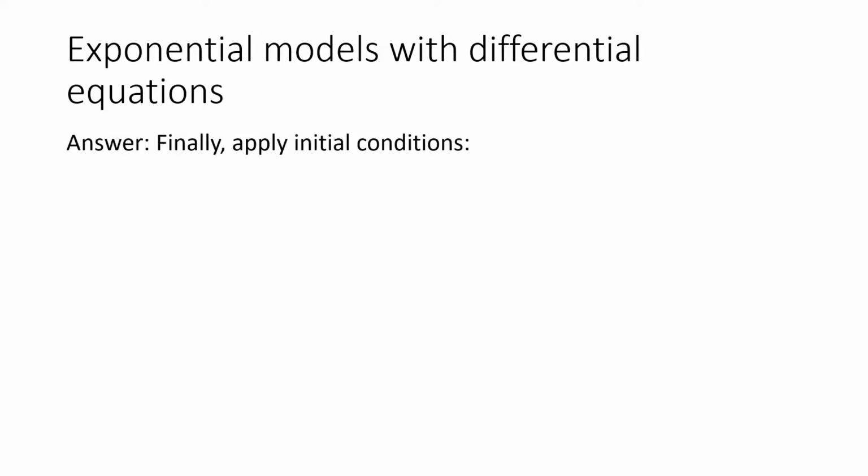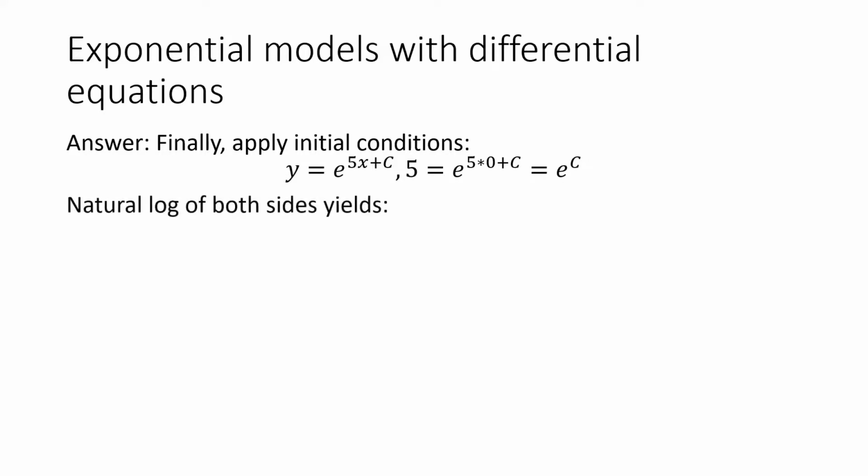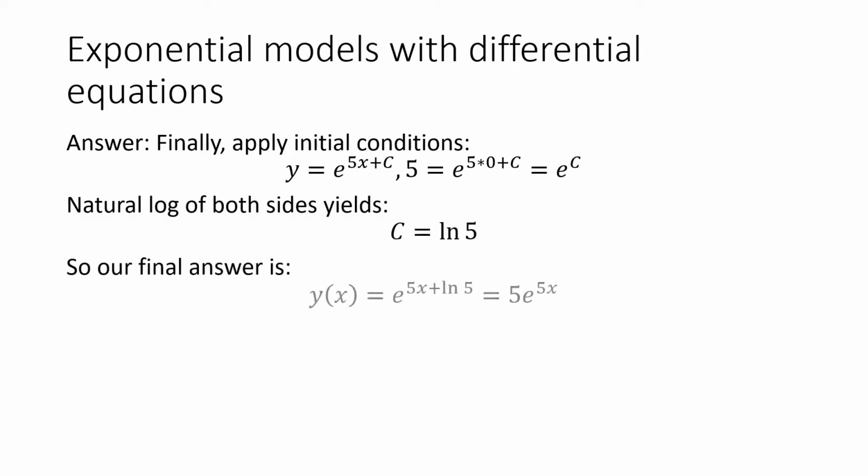Finally, apply the initial conditions. So that was the general solution. Now we just plug in y(0) and 5 for y, and we get 5 = e to the power of c. Taking the natural log of both sides yields c = ln 5. So our final answer, by plugging all of that back in, is y(x) = e to the (5x + ln 5) = 5 times e to the 5x.